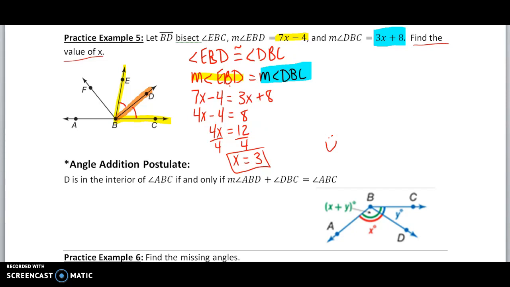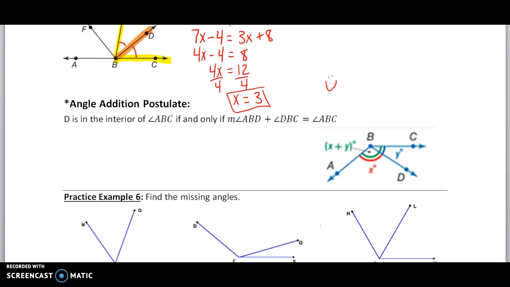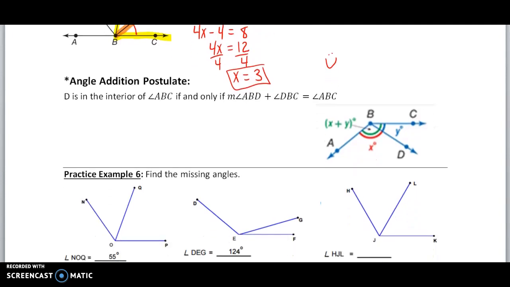So that is practice example 5. So that is the definition of bisect. Bisect, you are cutting something. In our case here, the definition of angle bisector, cutting an angle into two equal parts. Okay.